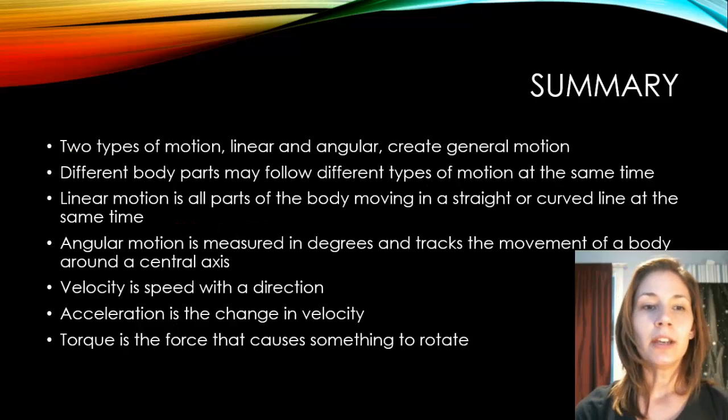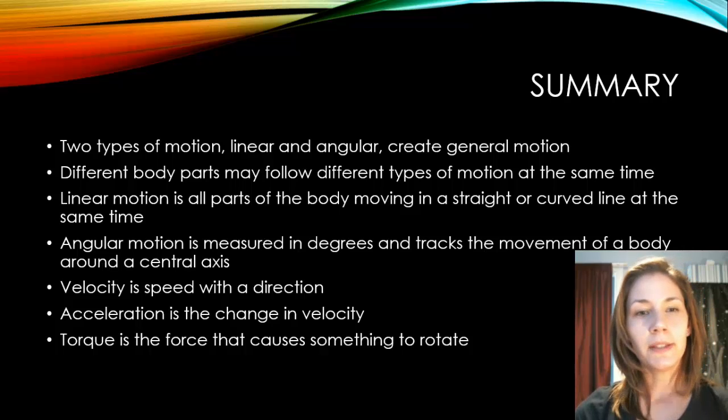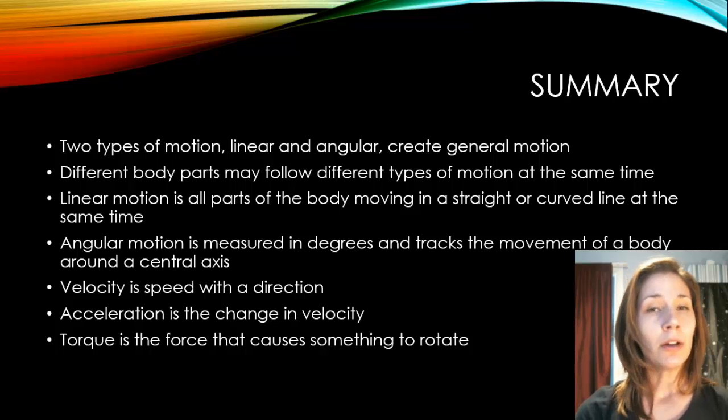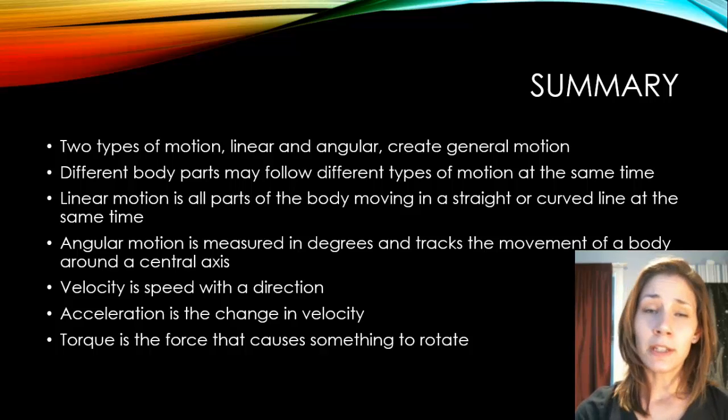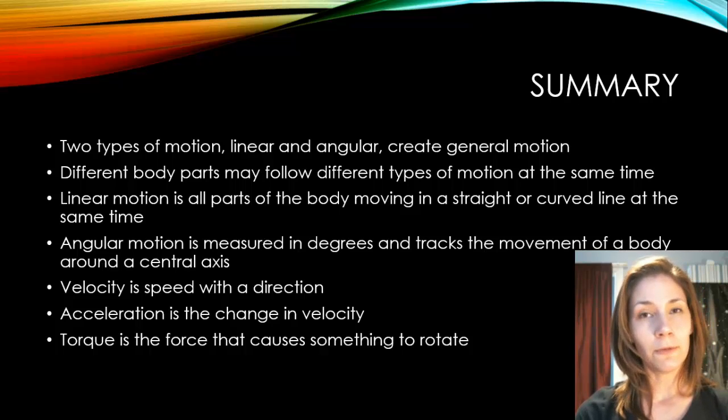So just in summary, there's two types of motion, linear and angular, and they both create general motion. There's different body parts that may follow different types of motion at the same time, especially if you're, say, cycling, or you've got a gymnastics routine where there's lots of different things going on. And then if you look at linear motion, it's all of the body parts moving together in a straight or curved line at the same time, whereas angular motion is when the body is rotating around a central axis. Don't forget that velocity is speed with a direction. Acceleration is a change in velocity, whether it's faster or slower, and torque is the force that causes something to rotate.